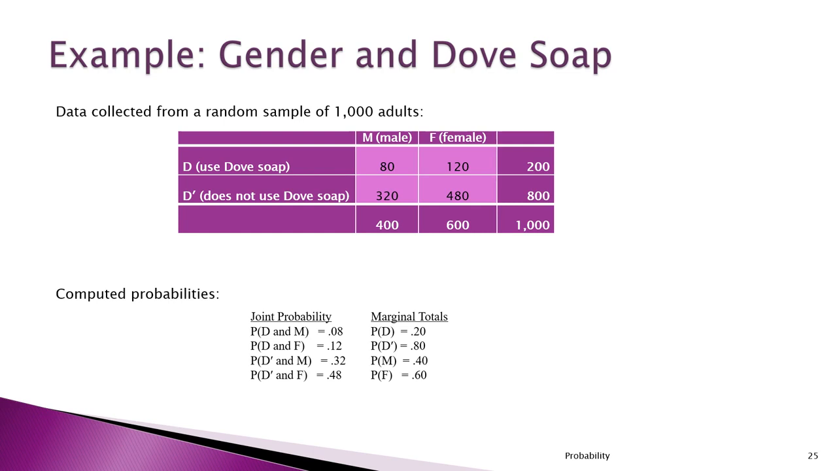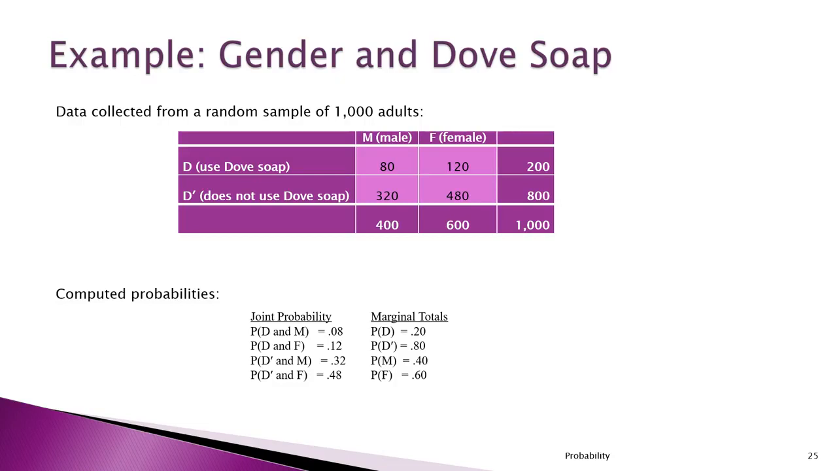Males who use Dove soap, there were 80 out of 1,000. Females who use Dove soap was 120. Men who didn't use Dove soap, 320. And females who didn't use Dove soap, 480. All the joint probabilities are on the bottom there. So the probability of D and M, which by the way is the same as M and D, is 8%. The probability of D and F is 12%. Probability of not D and F is 0.48, and we have the marginal totals.